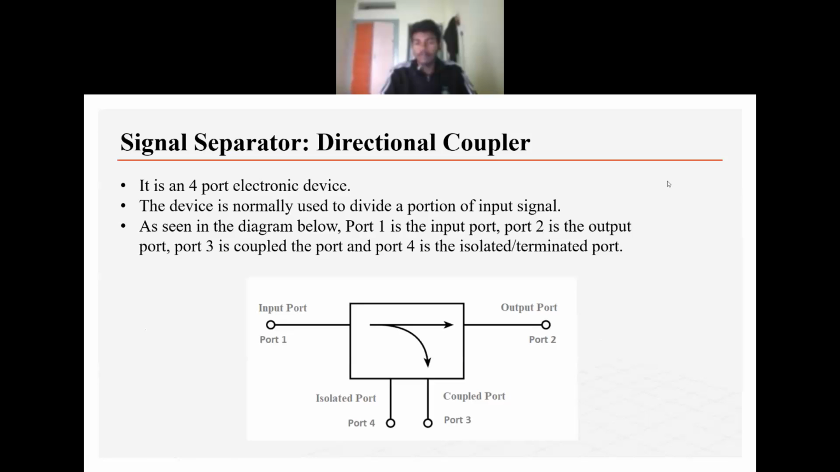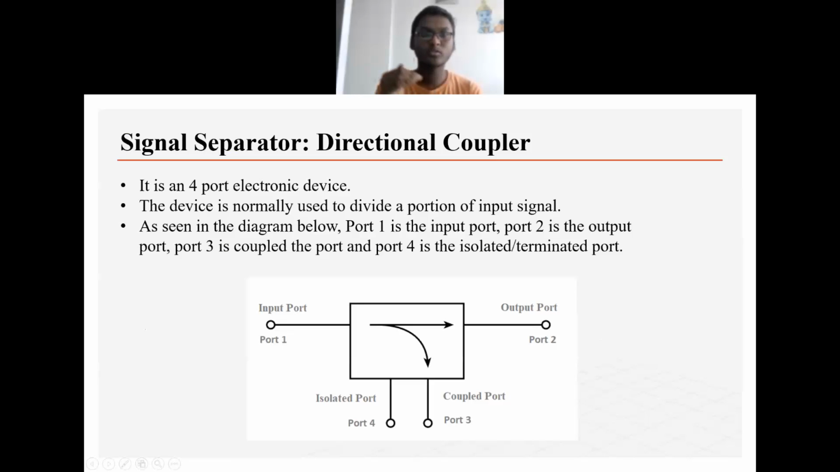Directional coupler. As we all know, when the signal is passed through the DUT, it is traced back in the same path as the incident. So we need to separate the incident and the reflected signals for the power measurements. So we are implementing a directional coupler for this purpose.